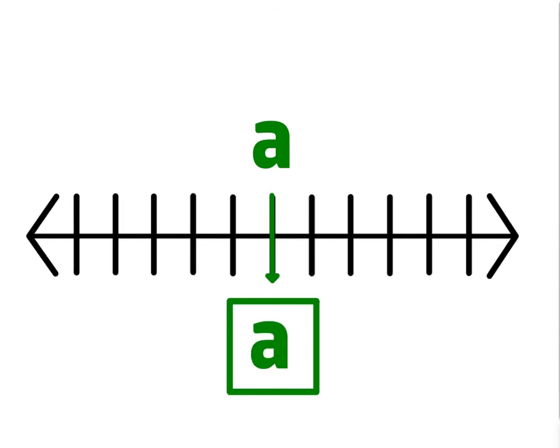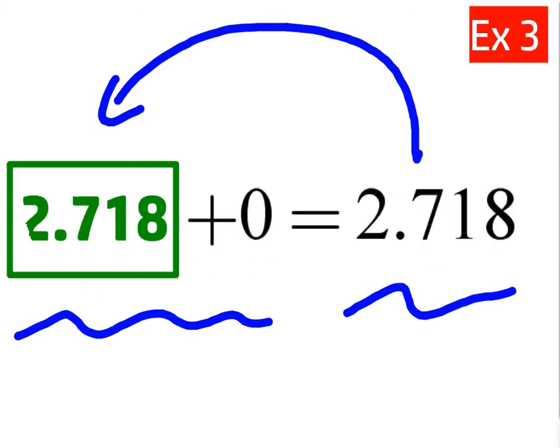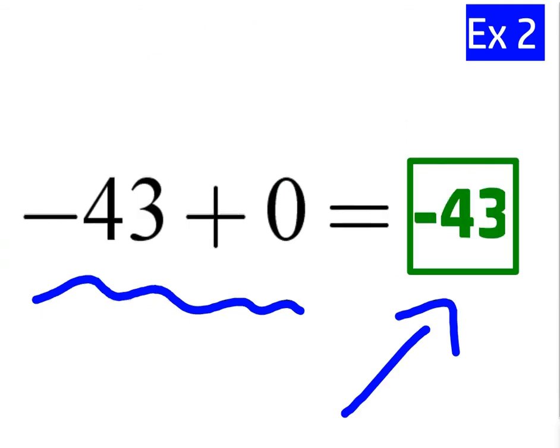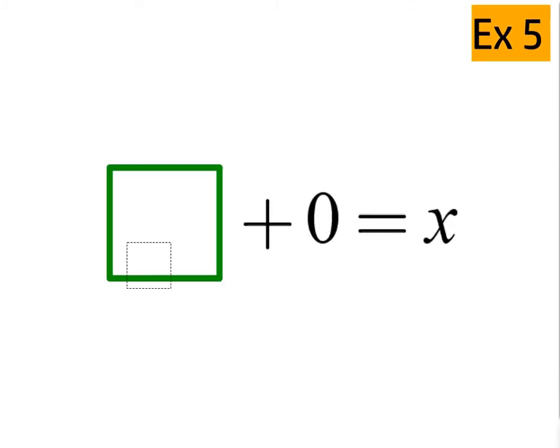A. Okay, we can go back through and fill these. Example 4 was A. Example 3 we figured out was 2.718. Example 2 we figured out was -43. And I should do that more often. I should go back and look at the original question. 8 plus what is equal to 8? And the answer is 0. Let's look at the next example.